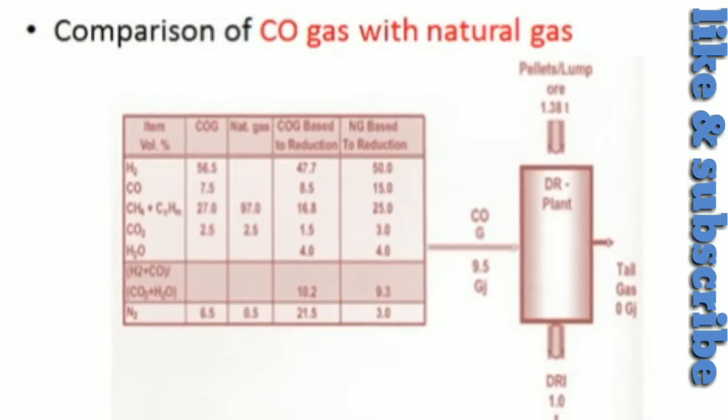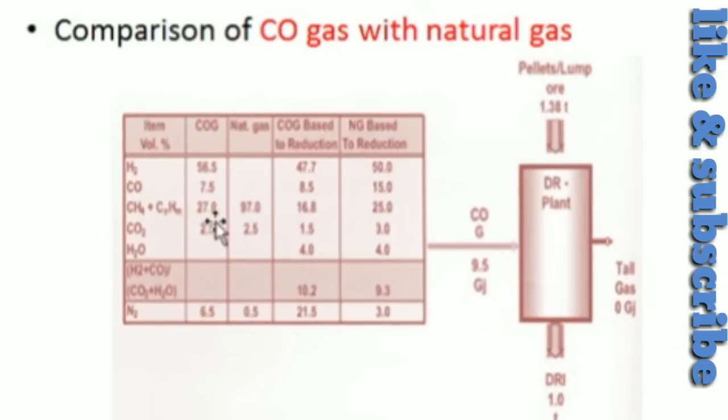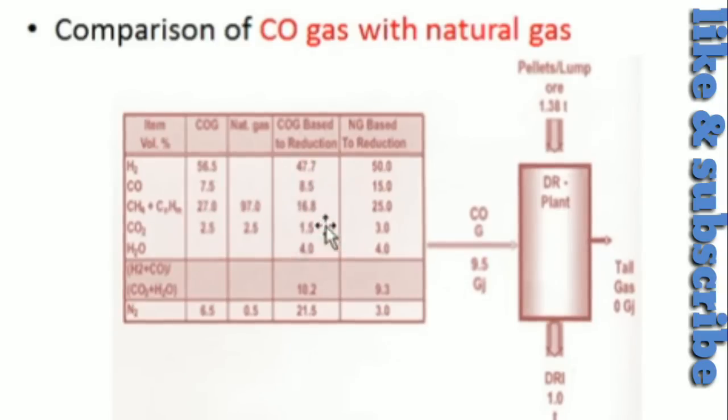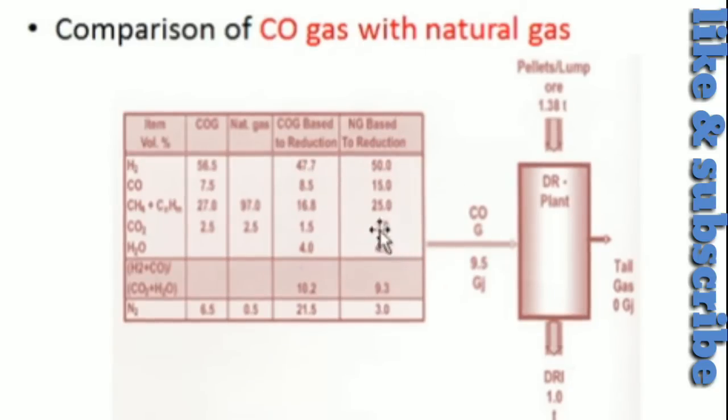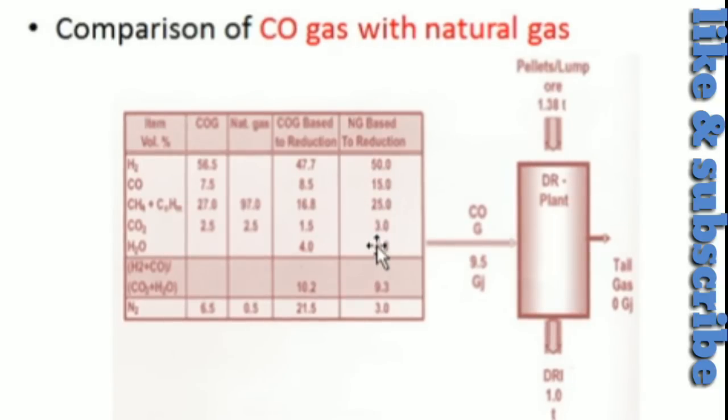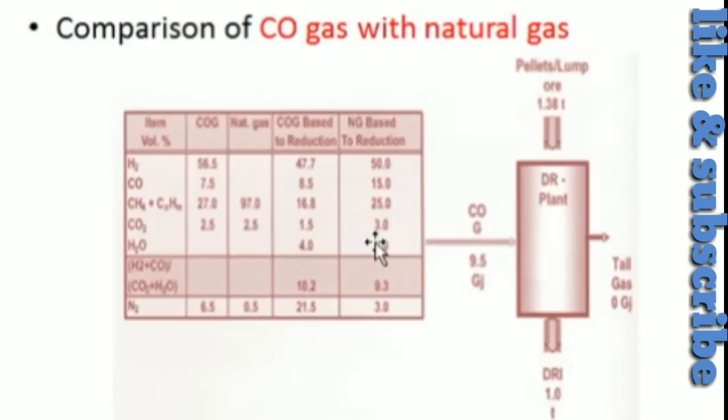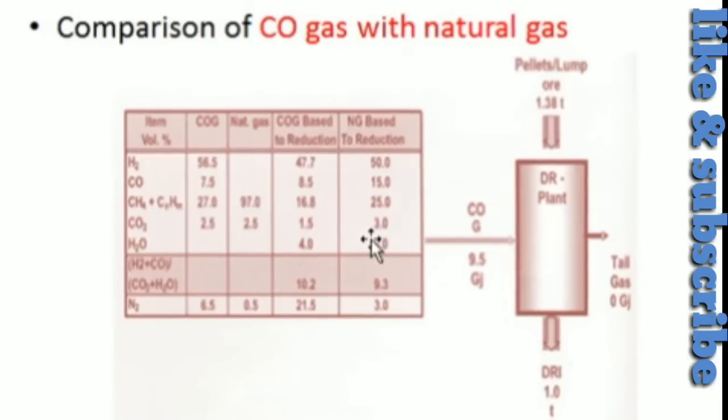COG, coke oven gas, can also be used as a reducing gas, and this is the normal composition of it, and after it is reformed, we get this composition of gas, which is very similar to the reformed gas produced from natural gas. If one sees, the composition is much similar in nature, and so COG, coke oven gas, can also be used as a reduction gas in the DRI process. So those steel plants where the coke oven gas is in excess, this gas can be utilized in the DRI plant.